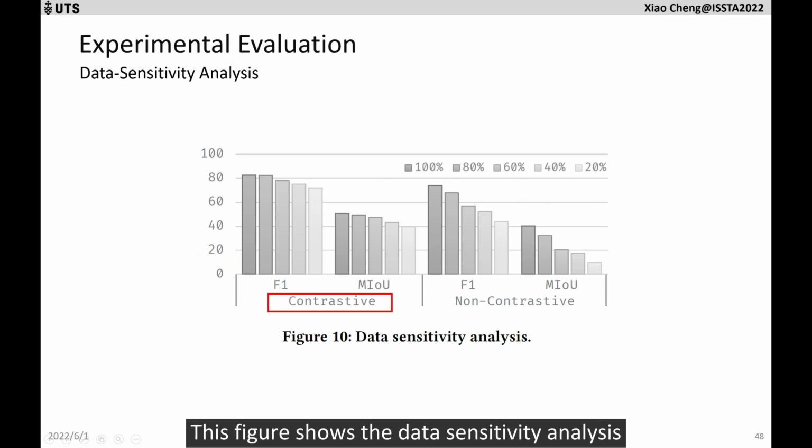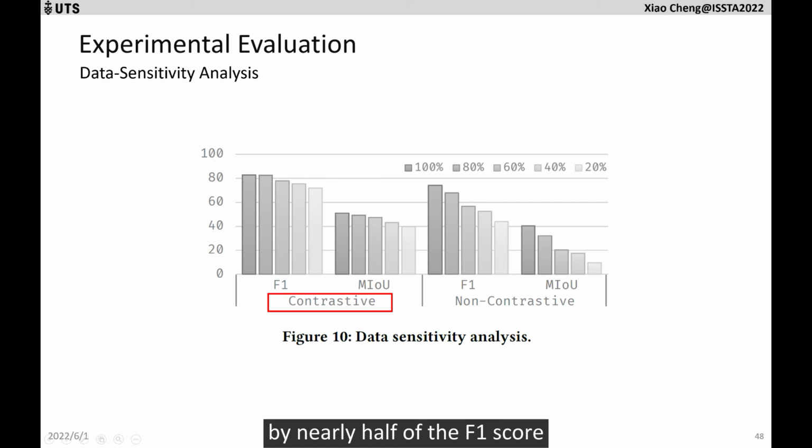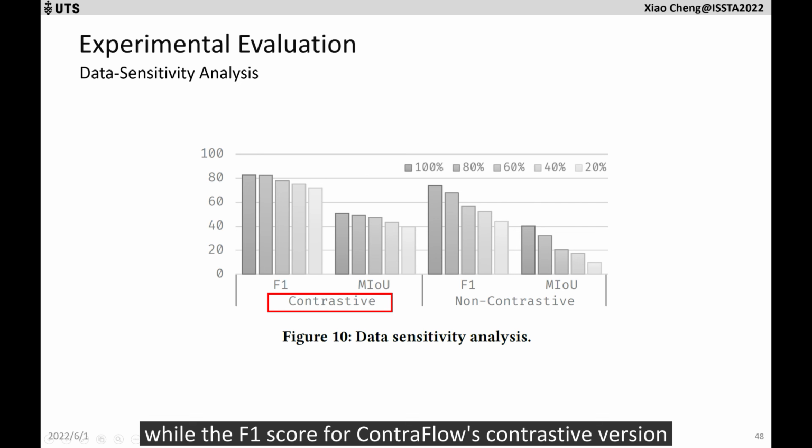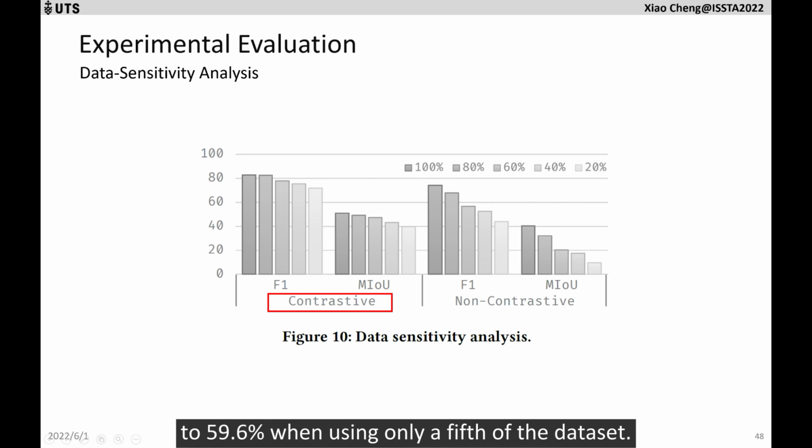This figure shows the data sensitivity analysis with or without contrastive learning. The non-contrastive version of ContraFlow records a sharper decline, by nearly half of the F1 score and more than half of the mean intersection over union, to below 10%, while the F1 score for ContraFlow's contrastive version drops from 70.5% when using the full dataset to 59.6% when using only a fifth of the dataset.